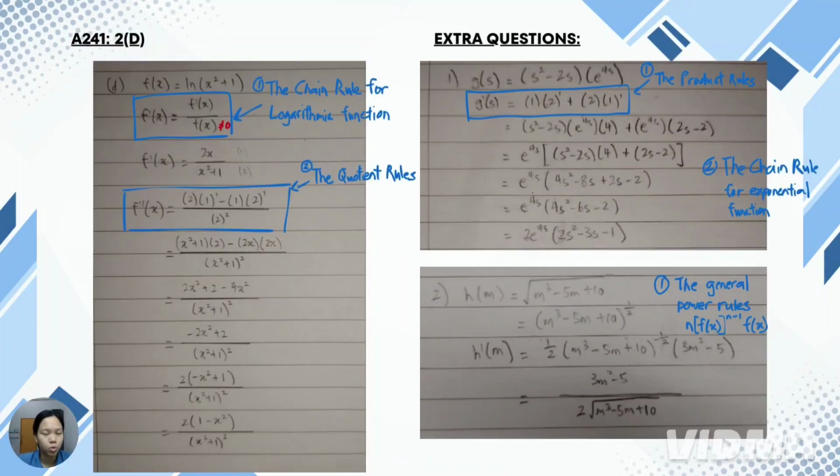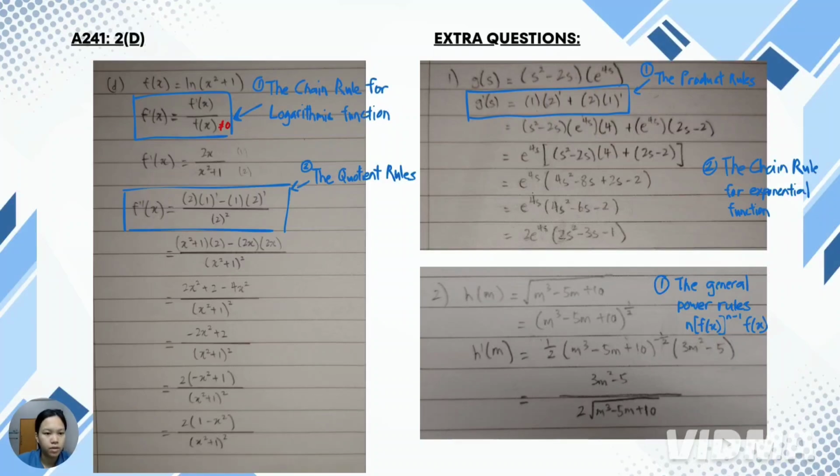For question A21, question 2D, the function given is f(x) equal to ln in bracket x squared plus 1. For this question, you need to find the second derivative. So for the first derivative, we use the chain rule for logarithmic function, and then we get the answer 2x over x squared plus 1. 2x is the product of differentiating x squared plus 1.